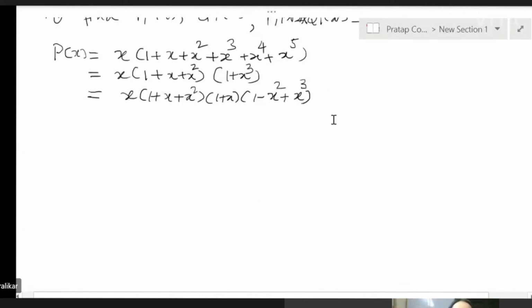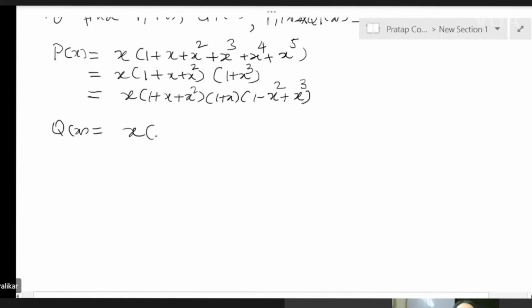Pen should be here. Yes, I got my pen. And this is also Qx. I'll write without factorizing now Qx, because it is the same. I can write the same factors.